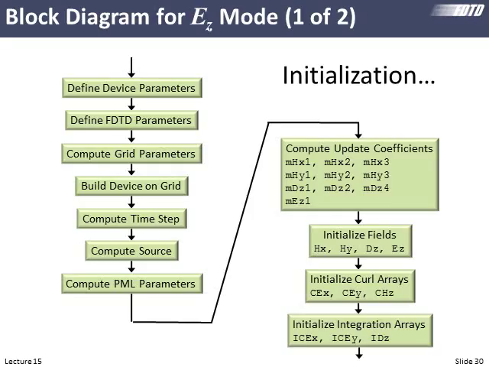Now we're ready to calculate all of the PML parameters, the sig x, sig y. Given those, we can calculate all of our update coefficients. Then we initialize all the fields to 0. Now for the EZ mode, we only have HX, HY, DZ, and EZ. So 4 arrays will set all to zeros. We also have curl calculations and integration calculations. We set all those to 0 as well. Now we're ready to enter the main loop of finite difference time domain.